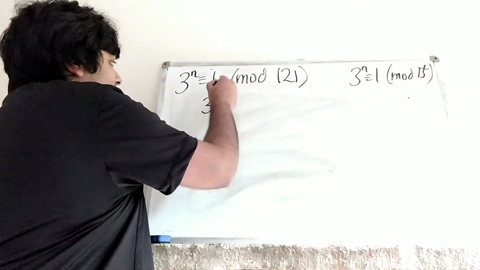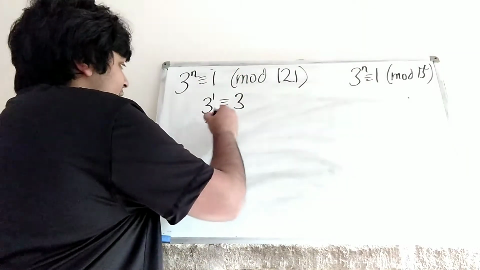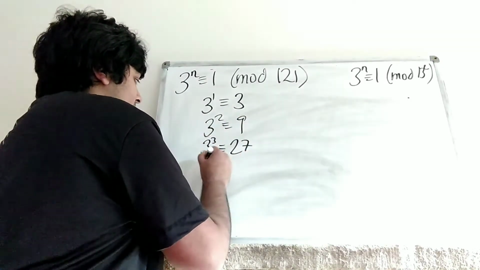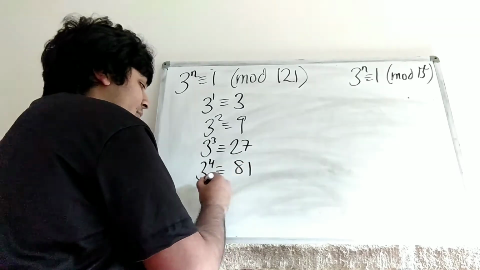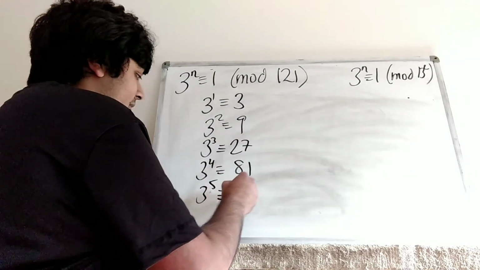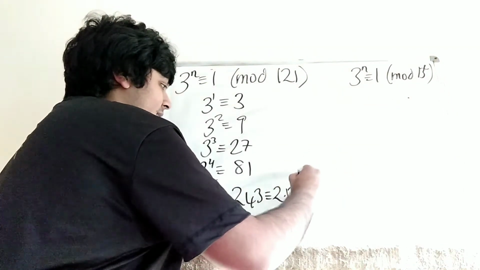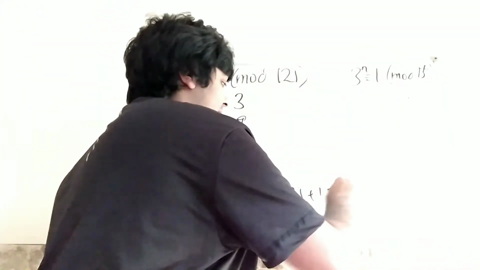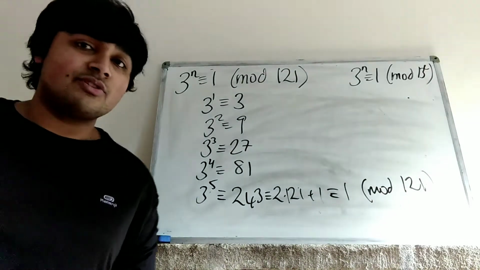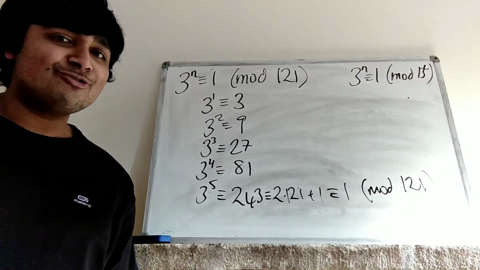We know that 3 to the 1 is just 3, which is congruent to 3 mod 121. 3 squared is 9, 3 cubed is 27, 3 to the 4 is 81. Now 3 to the 5 is 3 times 81, which is 243, but 243 is equal to 2 times 121 plus 1, so this is congruent to 1 mod 121. All of these are mod 121. So we see 3 to the 5 is congruent to 1 mod 121.